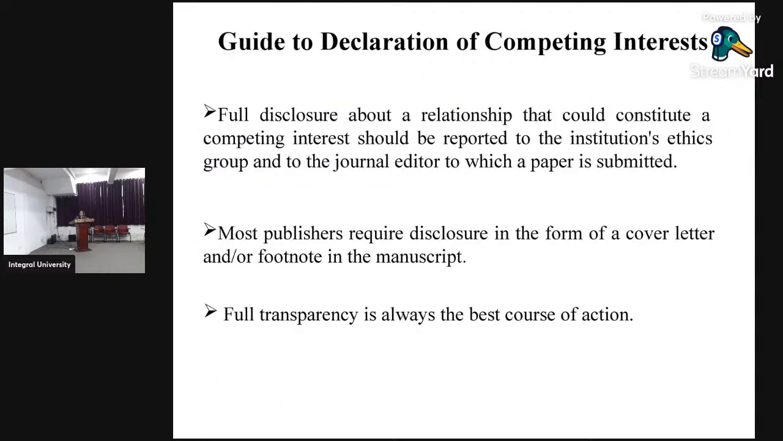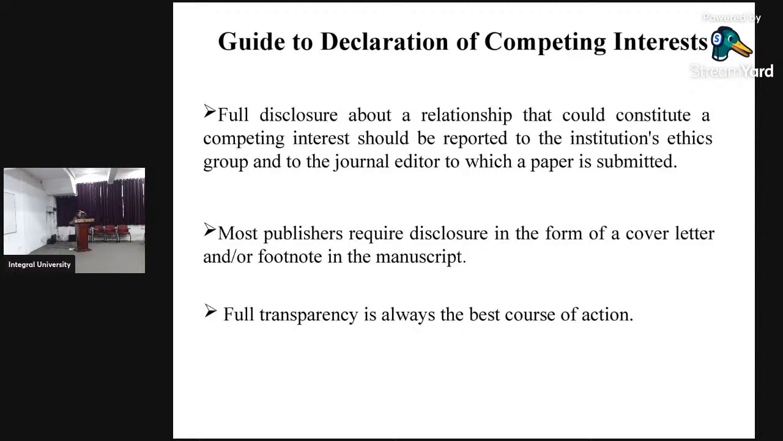So, guide to declaration of competing interests. Full disclosure about a relationship that would constitute a competing interest should be reported to the institution's ethics group and to the journal editor to which a paper is submitted. These days, the journals themselves send us a form, so we don't have any other option. We have to declare our conflict of interest because the journal wants us to sign the declaration. Most publishers require disclosure in the form of a cover letter and/or footnote in the manuscript.